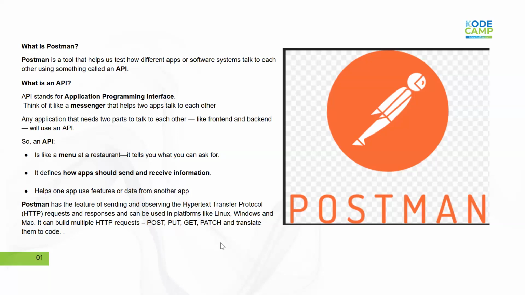So Postman has features of sending and observing the HTTP request. As I've said earlier on, we are going to send the HTTP request, hypertext transfer protocol request, and we are going to get a response, and we are going to build multiple requests. So we have different types of HTTP requests, though there's still a class for this.